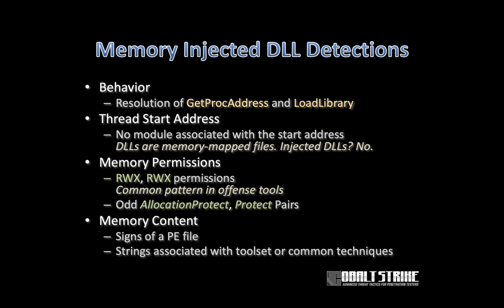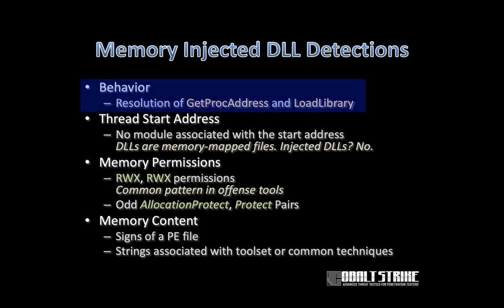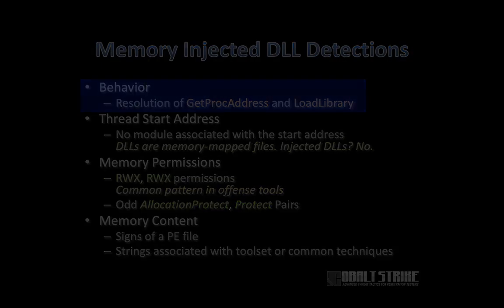We spoke to thread start address, memory permissions, and memory content as detection opportunities in part 4 of this course when we talked about weaponization. One item I didn't talk about then is behavior. When you have a memory-injected DLL or stager, it has to find the GetProcAddress and LoadLibrary function pointers. This is a detection opportunity.